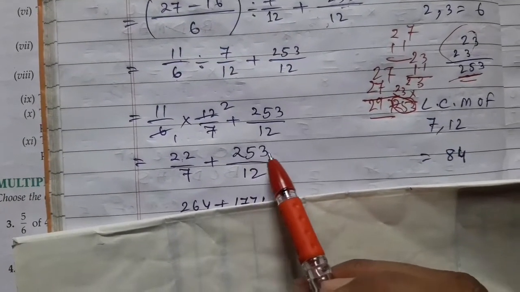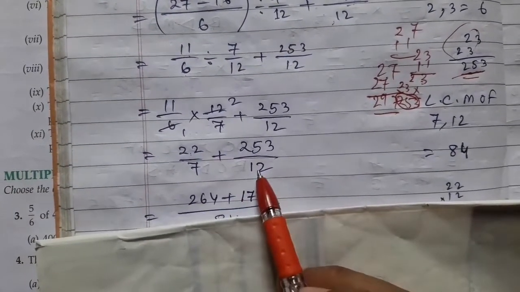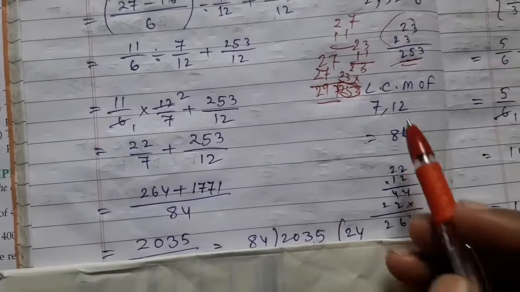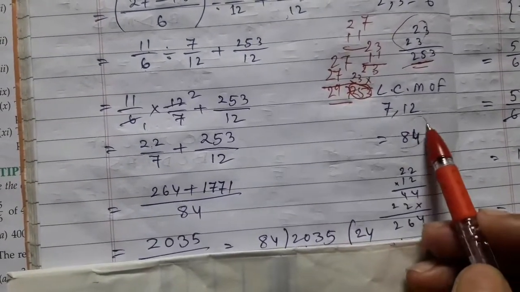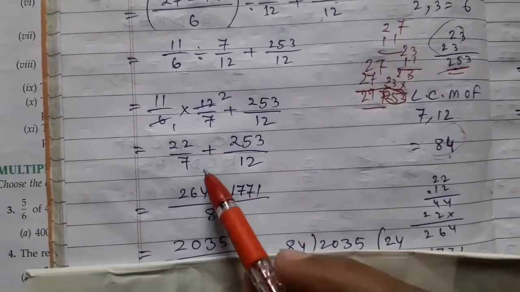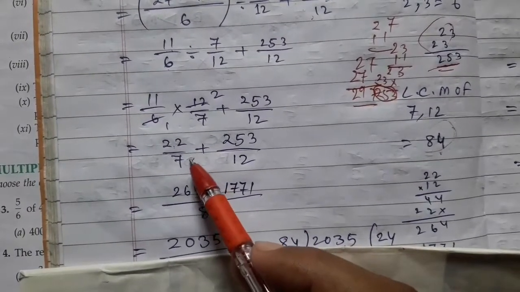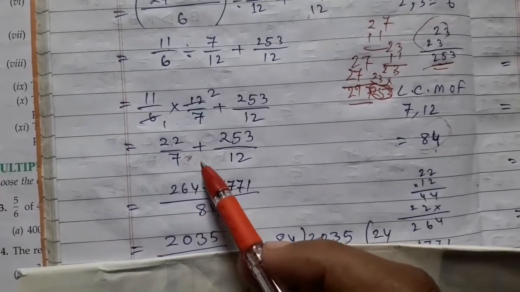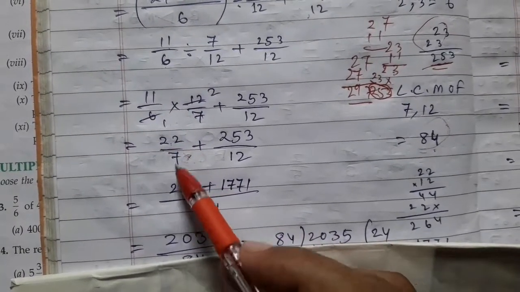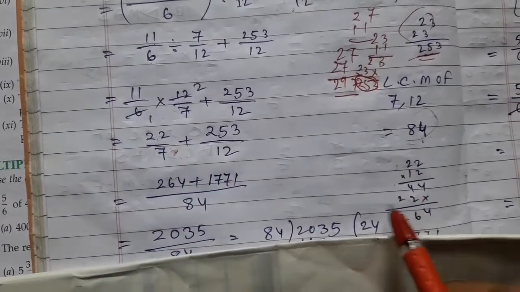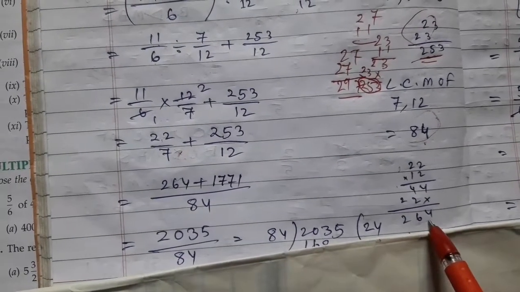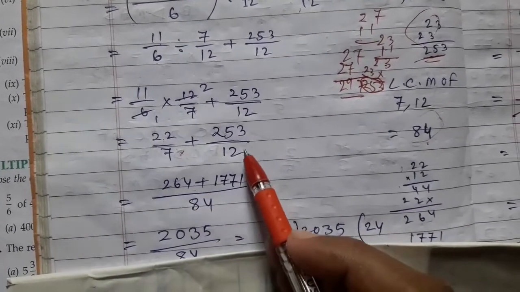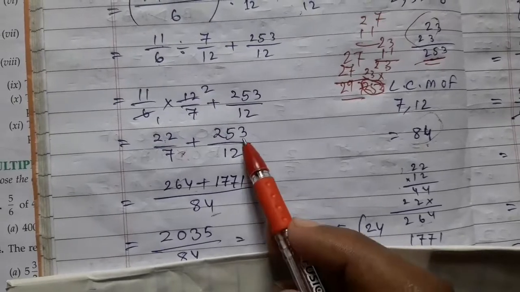253, 253 by 12. 7 and 12 LCM it. 7 and 12 LCM it. 84. Okay. 7 84. Which number to multiply 7? We get 84. 12 multiply 22. Okay, 264. 12 multiply 7. We get 84.